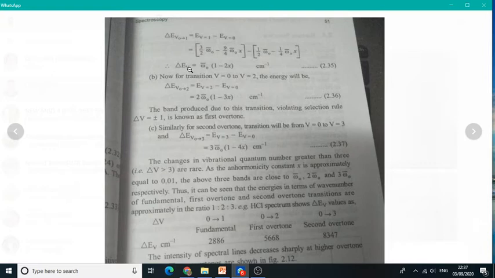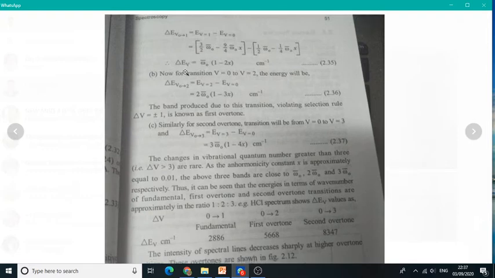Remember that here we have put the phi equal to 1 value and phi equal to 0 value, and by taking the difference we get omega bar oscillation in a bracket 1 minus 2x centimeter inverse. This is the energy difference when the transition takes place from phi equal to 1 to phi equal to 0 level, or from phi equal to 0 to phi equal to 1 level.